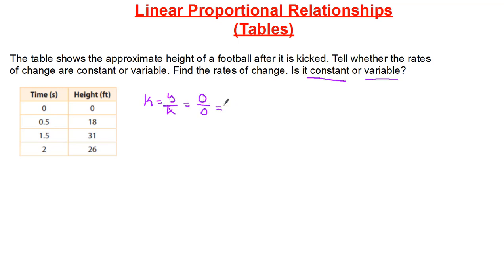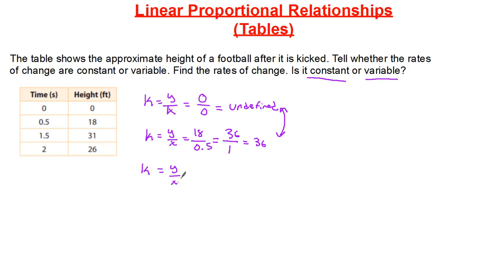Which strangely in math you can't divide this, so this is actually undefined. All right, so that's a little weird. So let's try the next one. We got k equals y over x, so we have 18 over 0.5. So basically we have 18 divided by a half, which is going to be equal to 36, because if I multiply by 2 to get 1, I multiply by 2, I get 36. So the ratio here is 36. So clearly these are different. But let's try the others just to make sure.